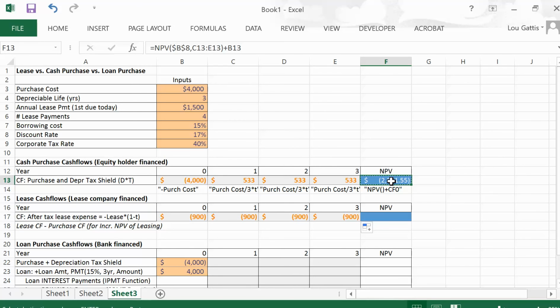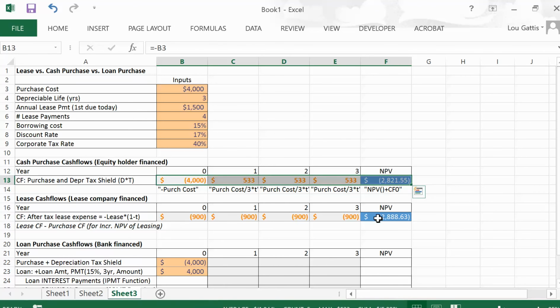I can then just copy my NPV function since I anchored the rate, and it looks like this is a little bit more expensive, $2,888. So this looks like a better deal. Right? I want to minimize the present value of costs.